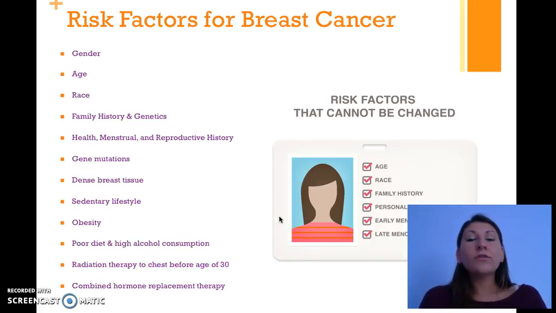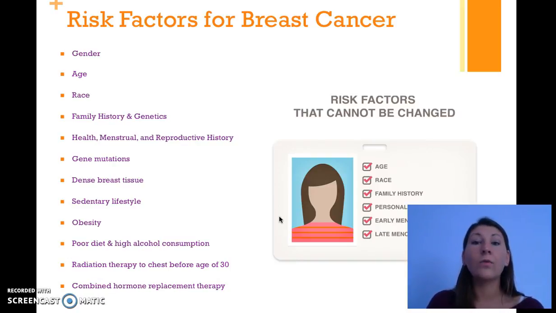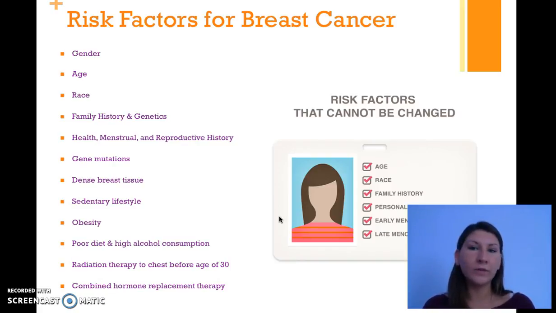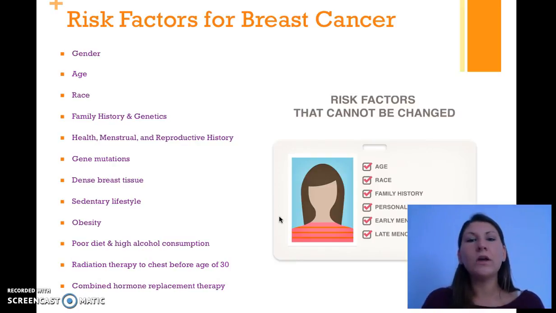So there are several risk factors for breast cancer. Some of them are unavoidable and other ones are avoidable. Some of the unavoidable risk factors include age, gender, race, family history and genetics, health, menstrual and reproductive history, gene mutations, and having dense breast tissue. Some avoidable risk factors for breast cancer are a sedentary lifestyle, obesity, poor diet and high alcohol consumption, having radiation therapy to the chest before the age of 30, and combined hormone replacement therapy.